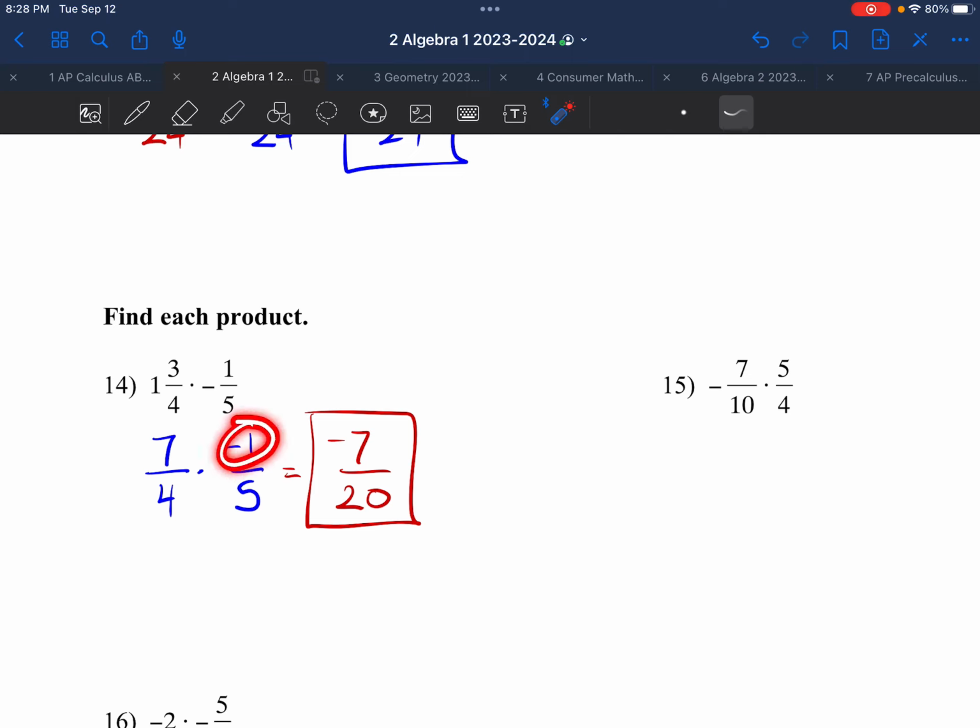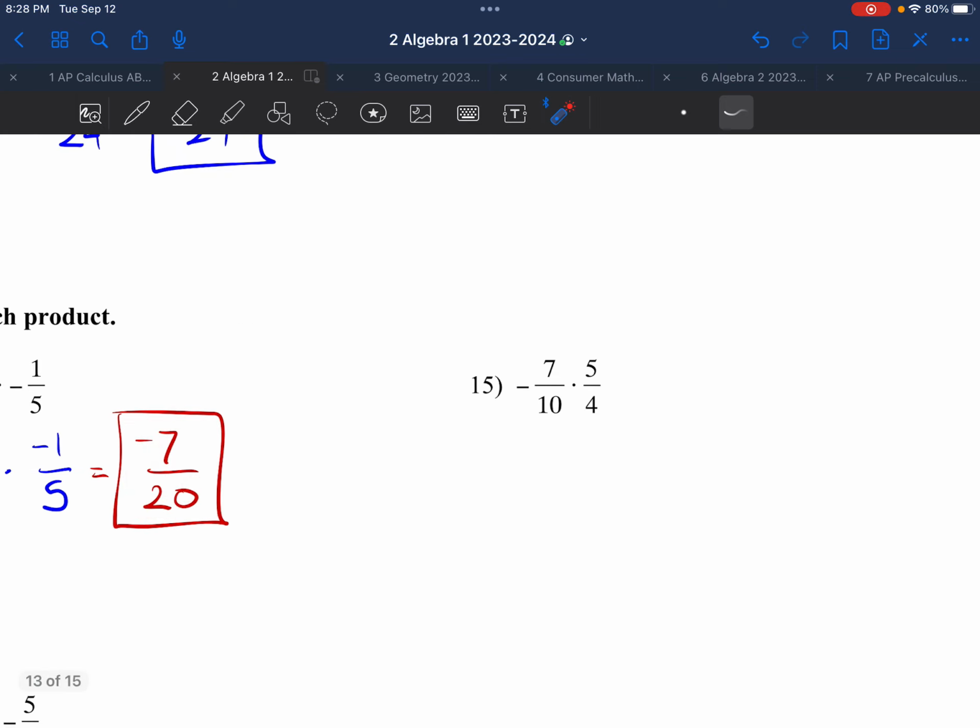And I'm always paying attention. Could those have been reduced? No. Could these have been reduced? No. There's no cross-canceling, and that means there's no reducing of the fraction that we could do.